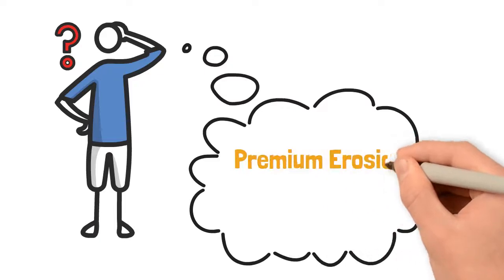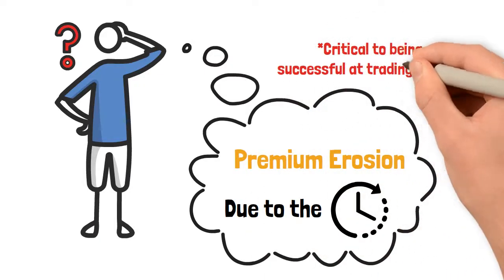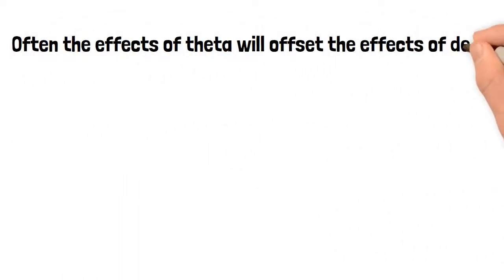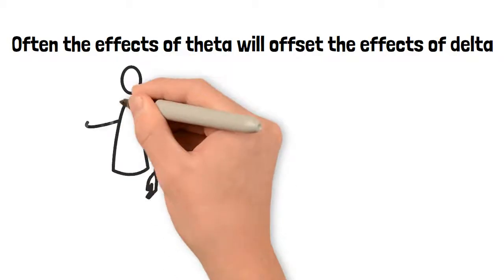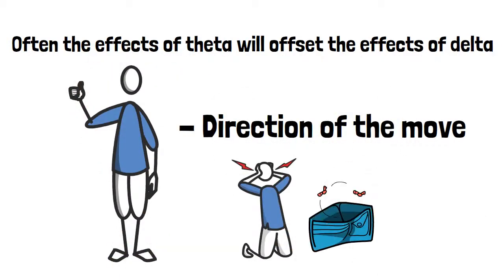Understanding premium erosion due to the passage of time is critical to being successful at trading options. Often the effects of theta will offset the effects of delta, resulting in the trader being right about the direction of the move and still losing money.